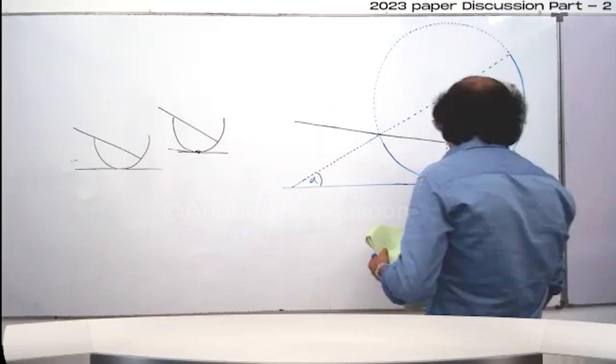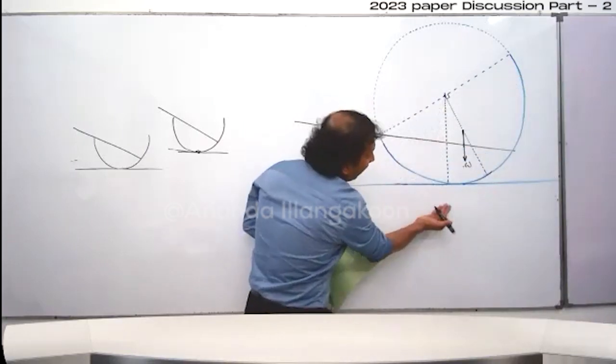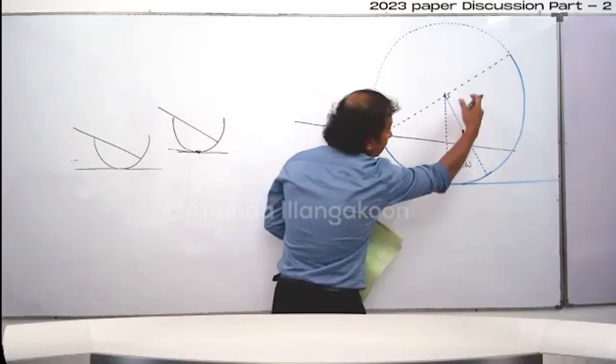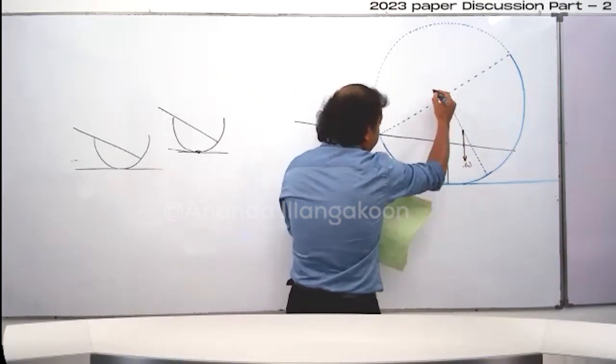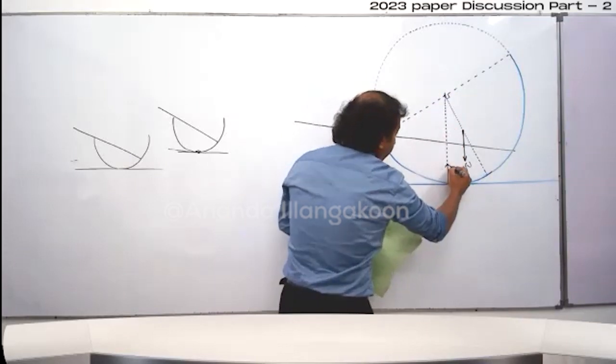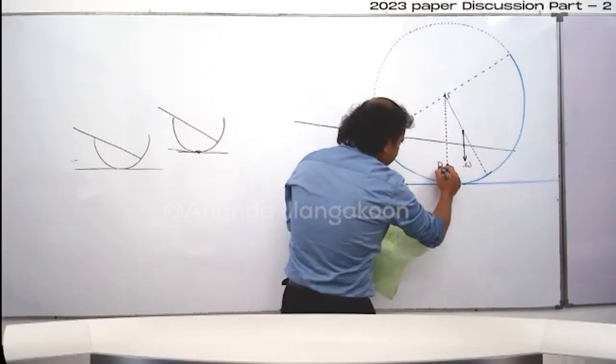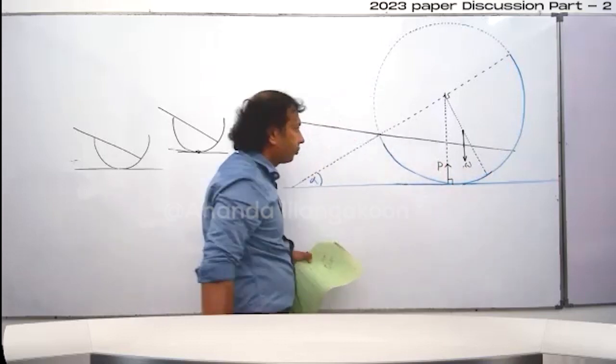People, by this horizontal plane, there will be a normal reaction acting on this ball. That goes through this point because it should pass through the center of the ball. Okay, so let this reaction be P.